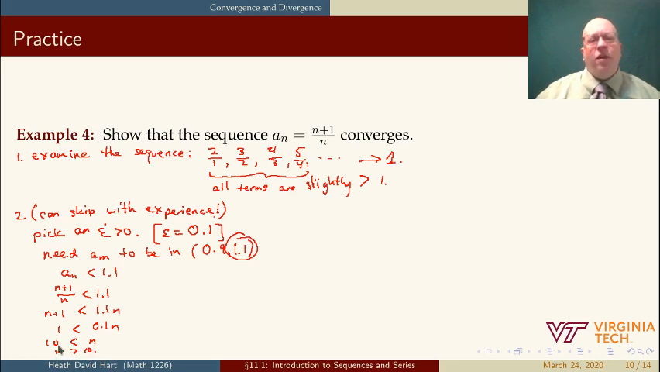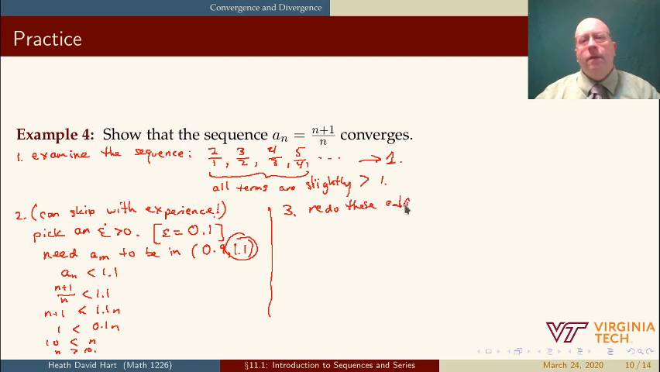Once I have reached the 10th iteration of the sequence, every term past that will be within the tolerance that I want. It will be that close to 1. And once we've seen how the calculations work out for a specific number, we redo these calculations using epsilon as a variable.